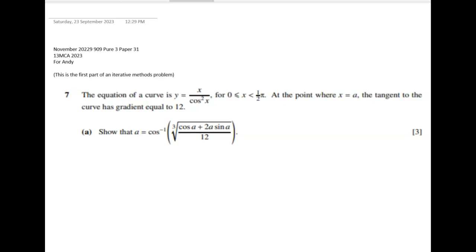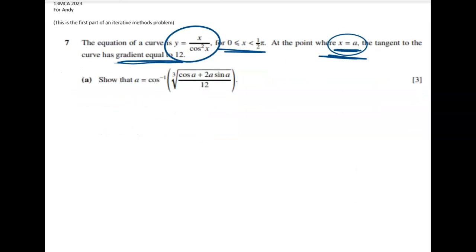What you've got to do with this question is always keep an eye on where you're getting to. We're given the equation of a curve: y is equal to x over cos squared of x, for x in the first quadrant. At the point where x is equal to a, the tangent to the curve has gradient equal to 12. So the first step is to differentiate, set dy by dx equal to 12, and substitute in a for x. Then we have to do some rearranging. So let's get on with it.